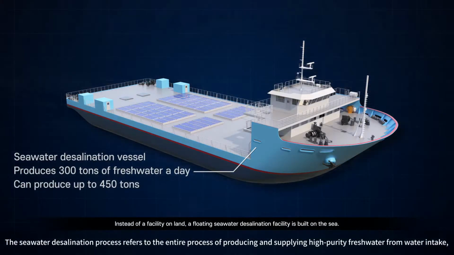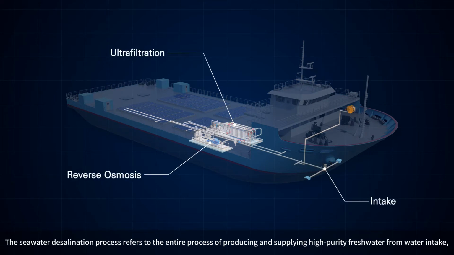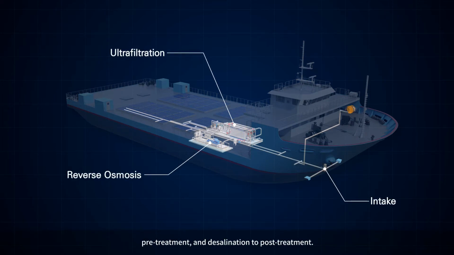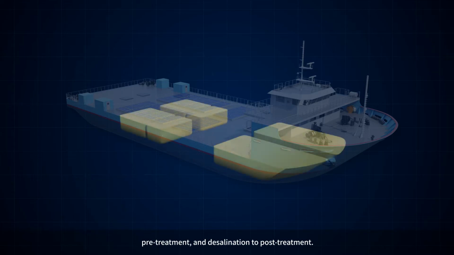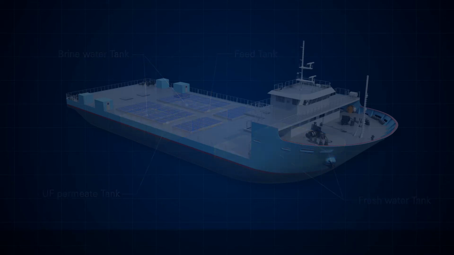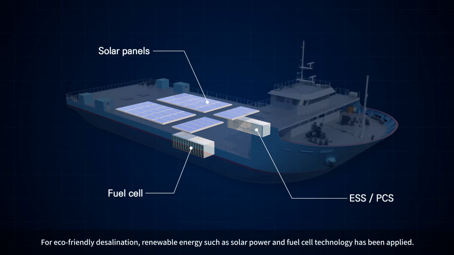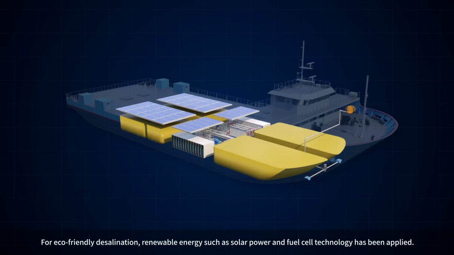The seawater desalination process refers to the entire process of producing and supplying high-purity freshwater from water intake, pre-treatment, and desalination to post-treatment. The desalination plant consists of water intake, pre-treatment, reverse osmosis, and disinfection facilities, as well as produced and concentrated water tanks. For eco-friendly desalination, renewable energy such as solar power and fuel cell technology has been applied.